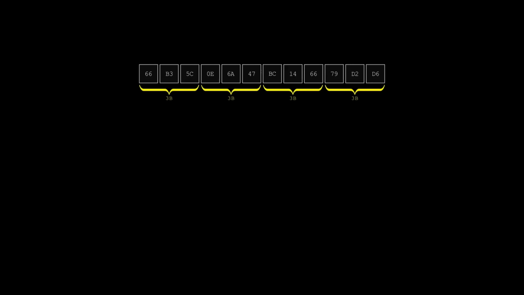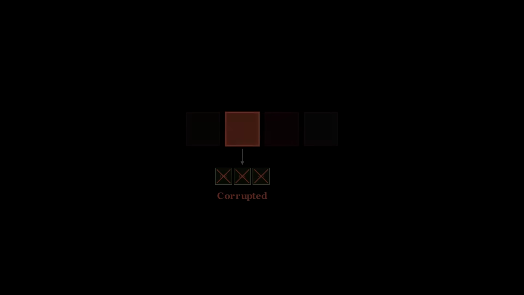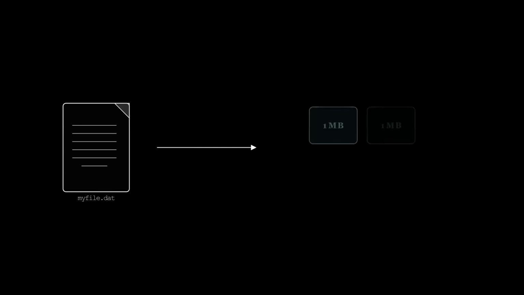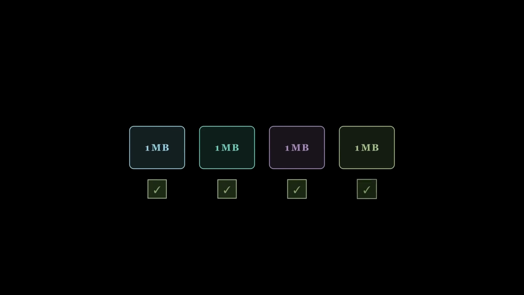Earlier, we were writing raw bytes directly into pixels, splitting the data into tiny 3-byte chunks. But that makes every small change from compression disastrous, because even a single corrupted pixel can destroy the data it carries. So instead of a singular pixel, let's think bigger. Instead of tiny pieces, what if we group the data into much larger sections, let's say like 1 megabyte blocks? Now, each big block becomes something we can protect and verify. But how can we protect and verify if each block is fine or not?